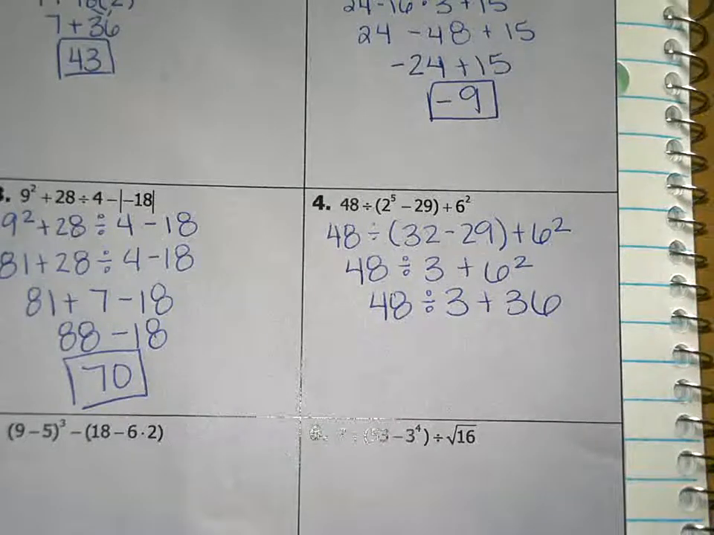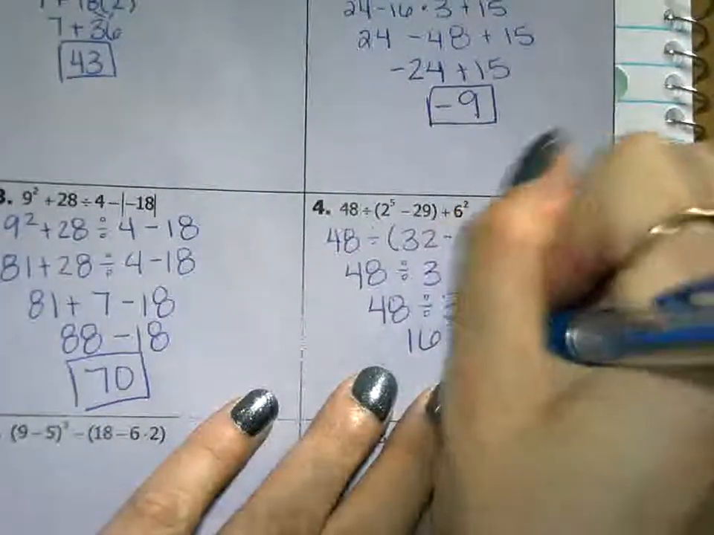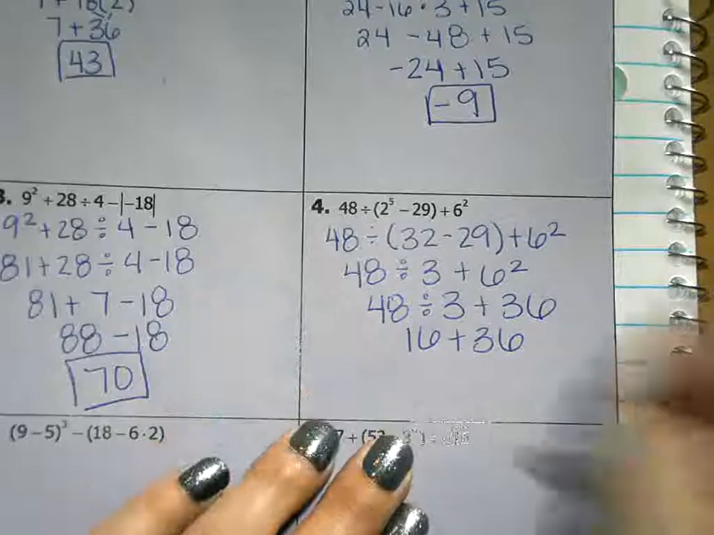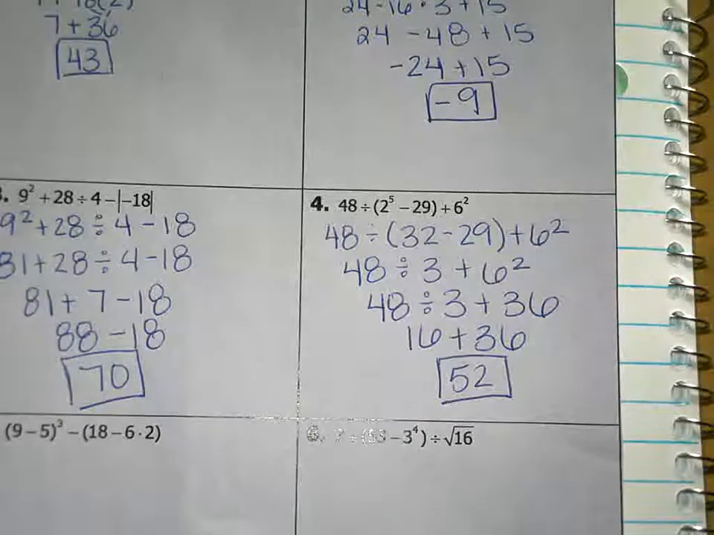Now what? 48 divided by 3. Good. 48 divided by 3 is? 16. And last but not least, 16 plus 36 is? 52. So really, you know how to do everything, right guys? It's just A, taking your time, B, showing all of your work, and being extremely careful.